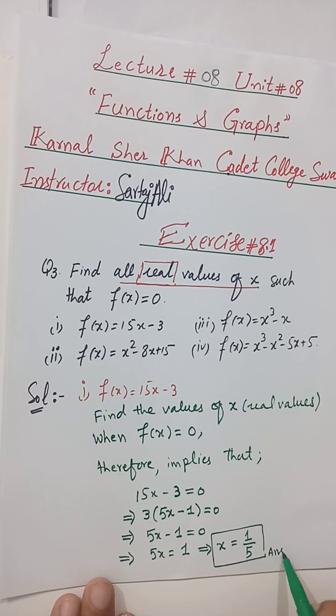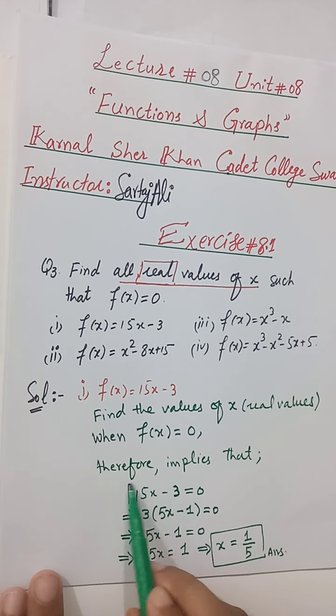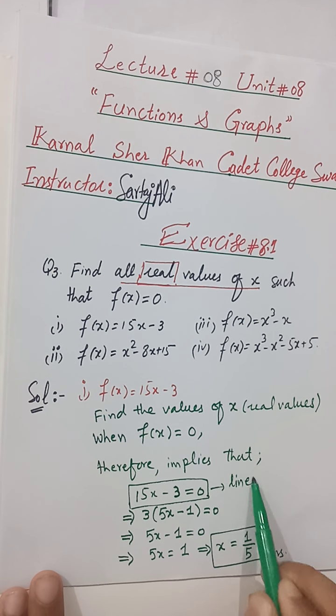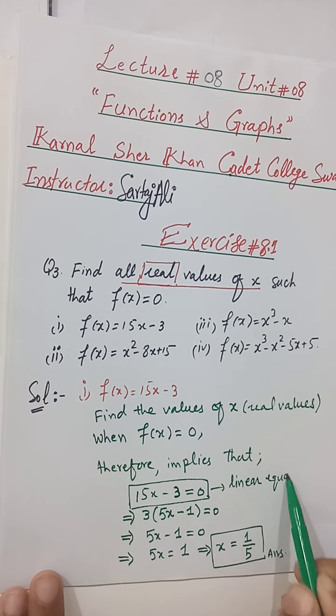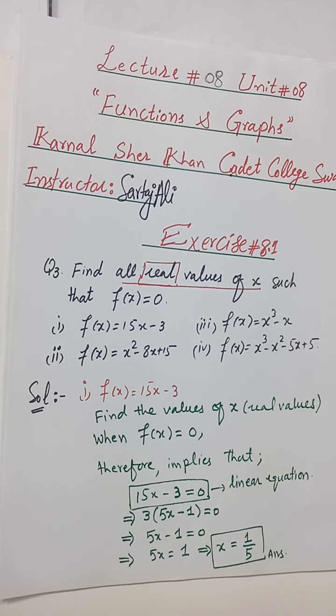This is your answer. Now you get a single value of x, because when you equate the given function to 0, you get a linear equation, and the degree of the linear equation is 1. According to the fundamental theorem of algebra, the number of values of the unknown will be equal to the degree of the given equation. The degree is 1, so you will get one solution. So this is part number 1.